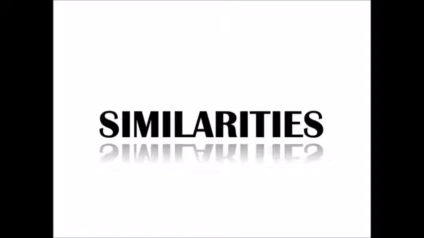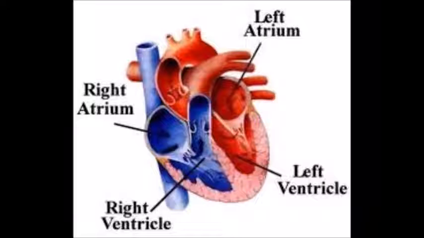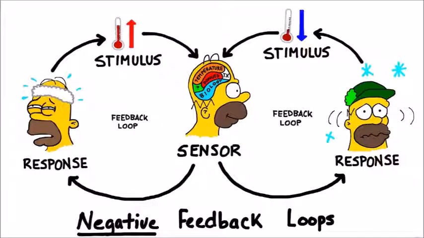I will now be discussing the similarities between class Aves and class Mammalia. Birds, like mammals, have a 4-chambered heart consisting of 2 atria and 2 ventricles with complete separation of oxygenated and deoxygenated blood. The right ventricle pumps blood to the lungs, while the left ventricle pumps blood to the rest of the body. Mammals and birds both maintain a constant body temperature independent of the environment, meaning that they are both endothermic.